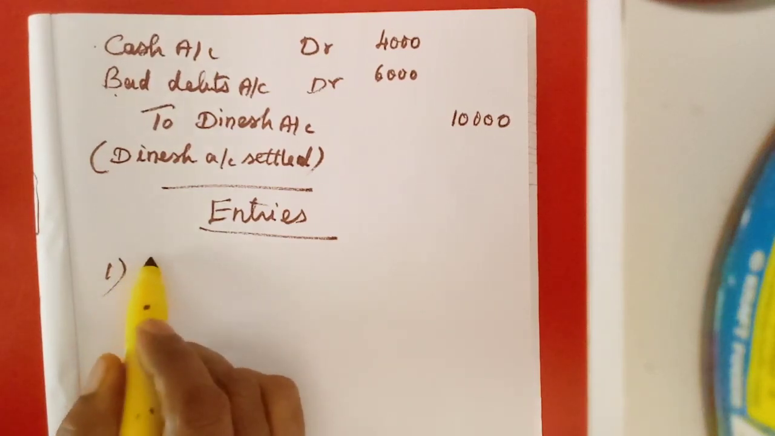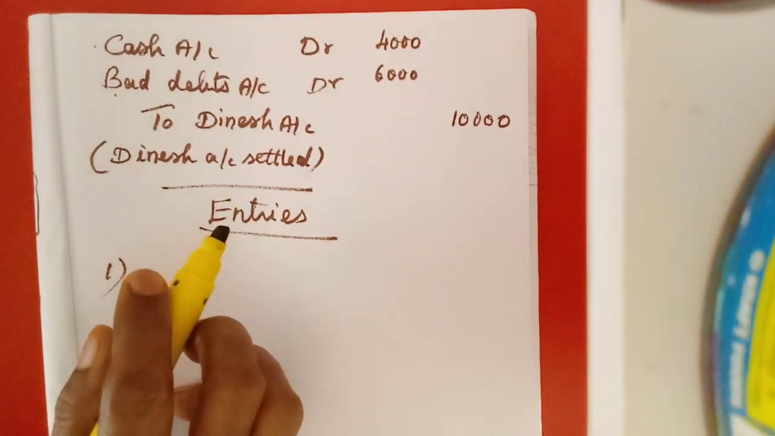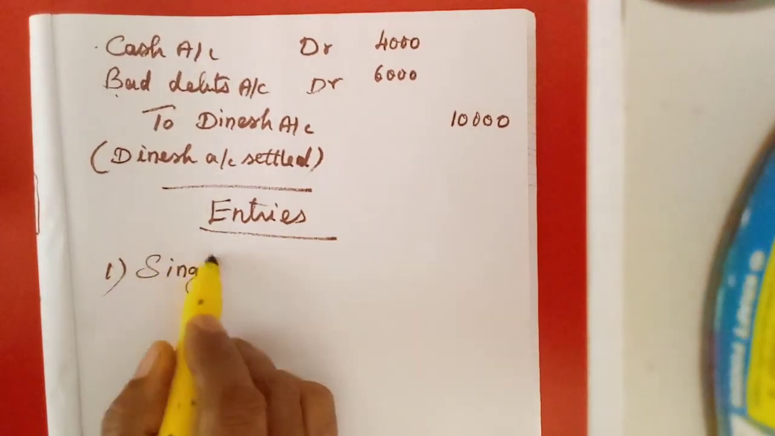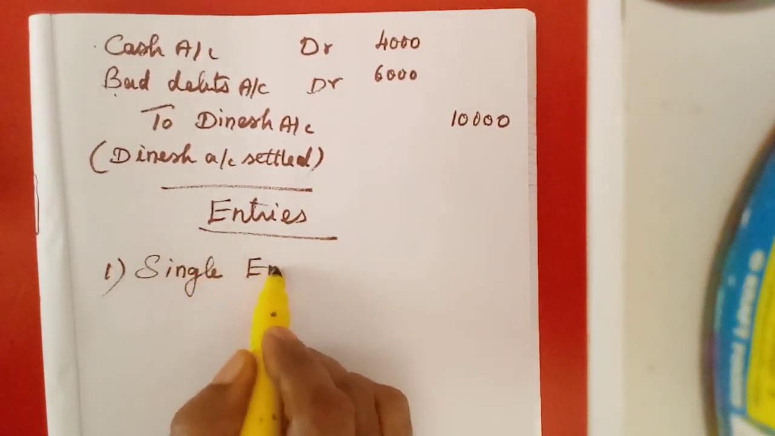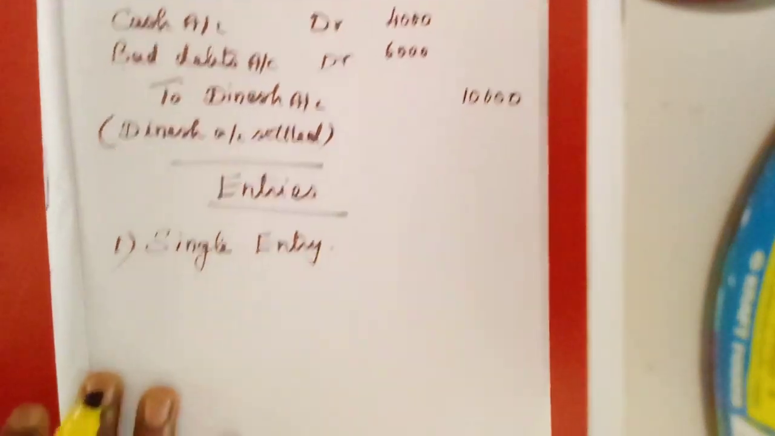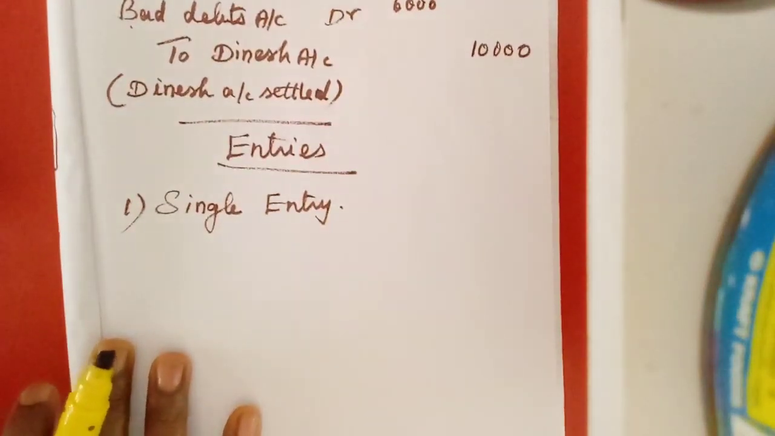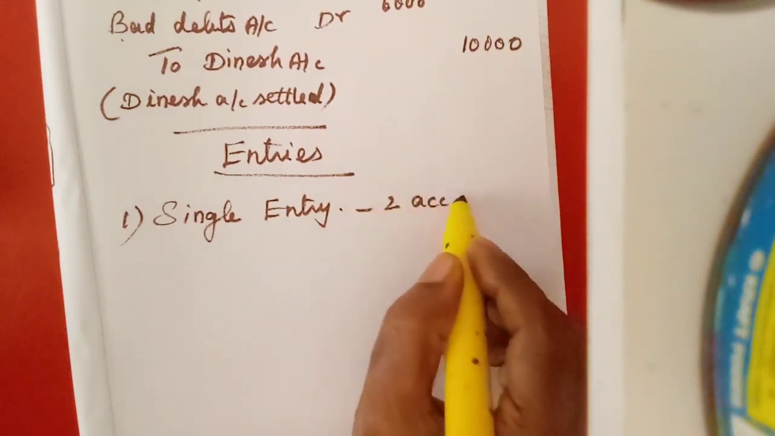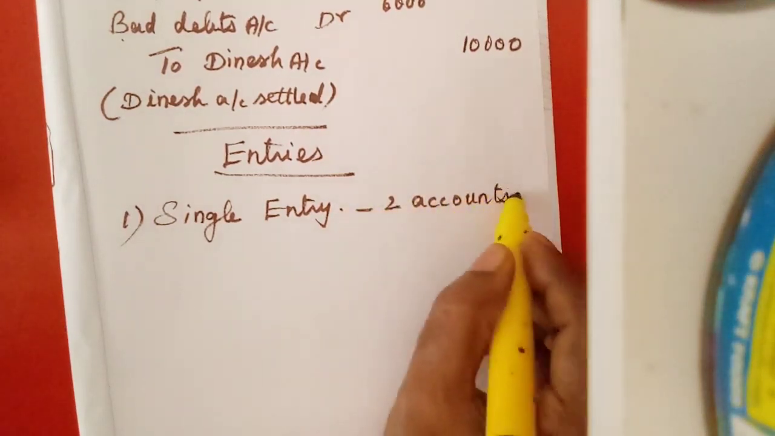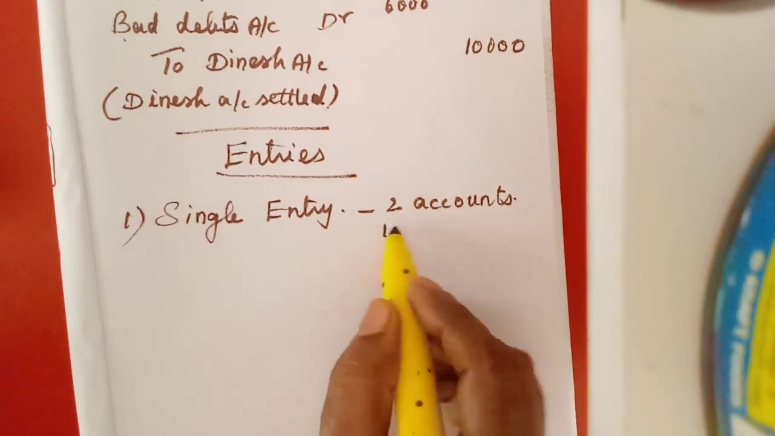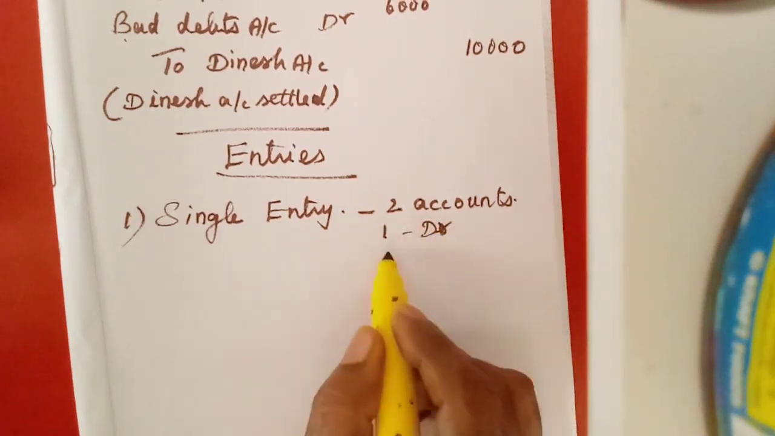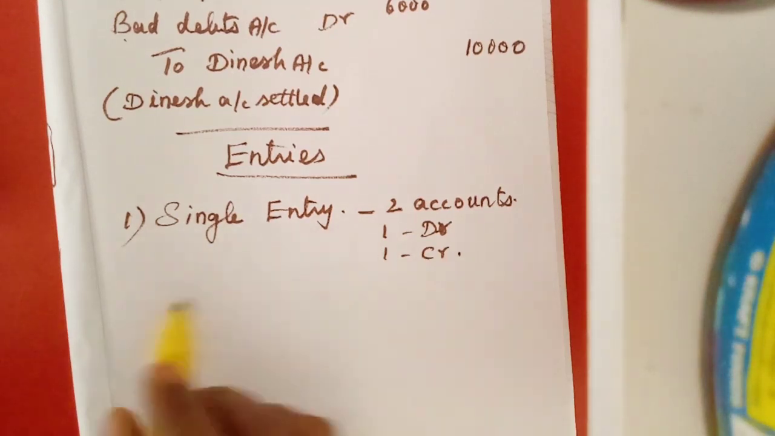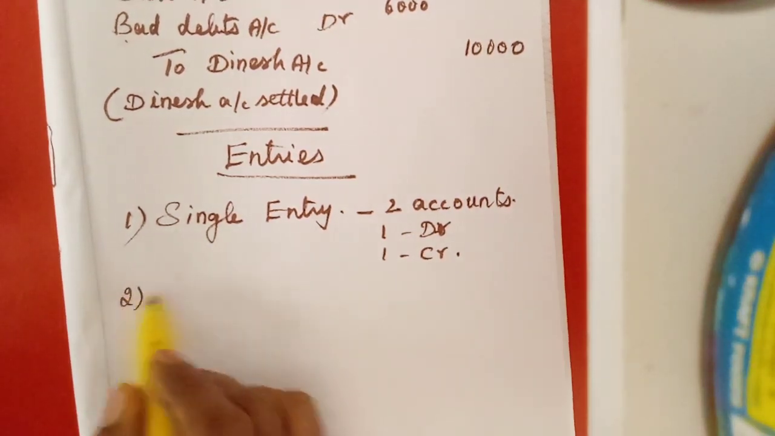Many entries are there. The first one, single entry. Single entry. Here in this journal entry, we will have only 2 accounts. How many accounts? 2 accounts. Only 2 accounts. One will be debited, the other one will be credited. Understood? Then the next entry, compound entry.